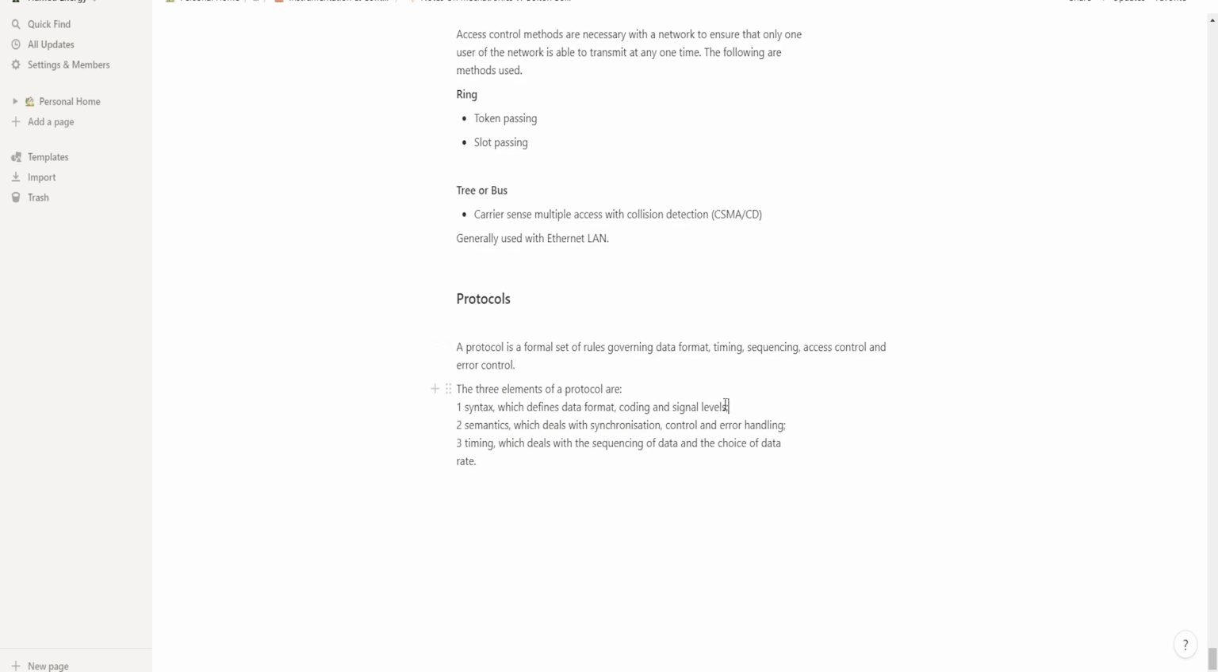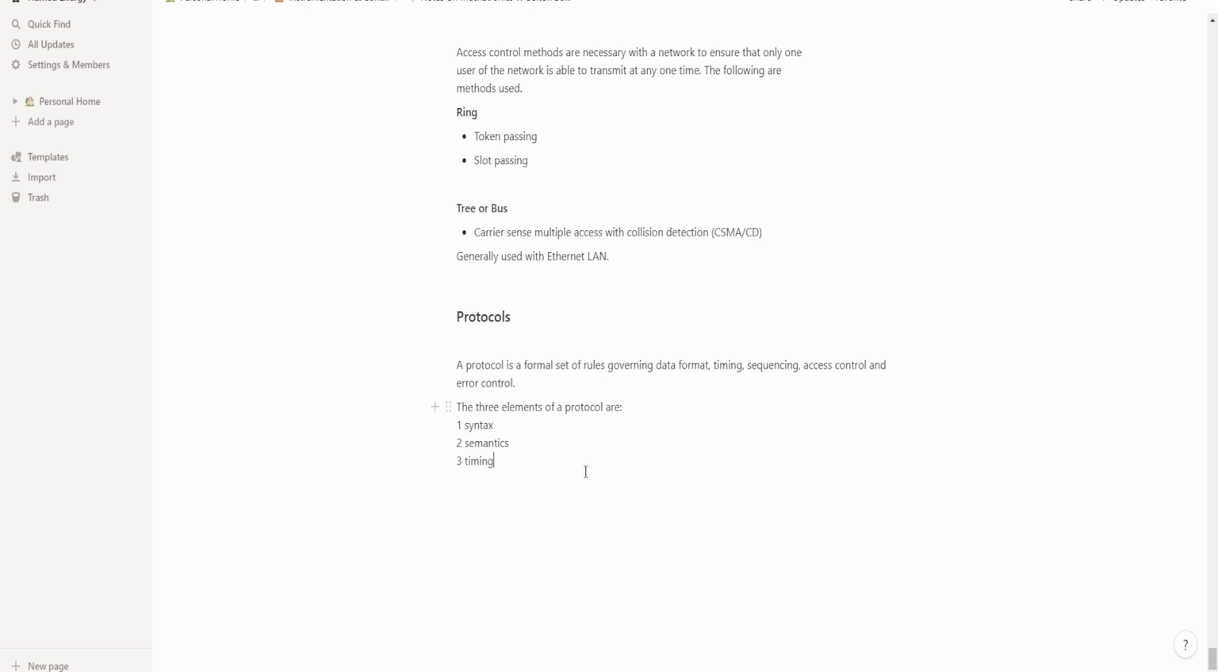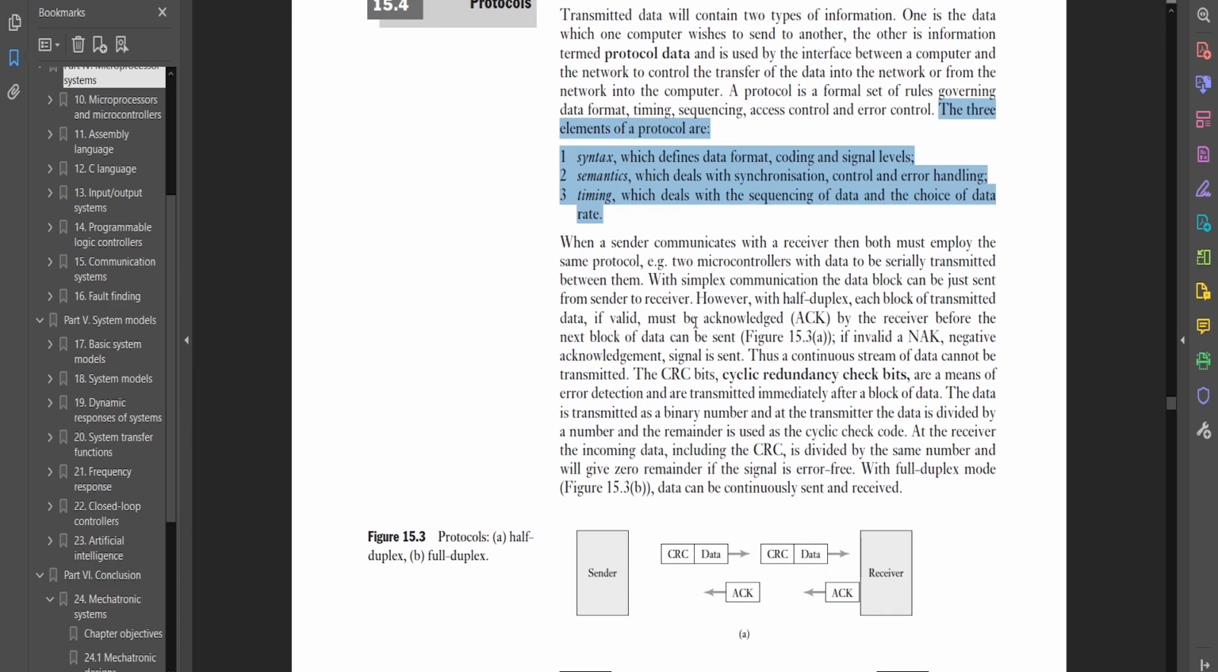I'm going to get rid of the explanation. Syntax, semantics, and timing. Again, you might ask, why would you get rid of the information? But it's because I want to keep it super simple and easy to read. Okay.